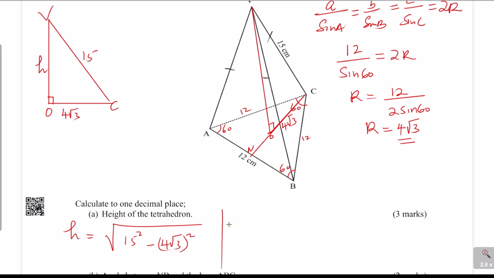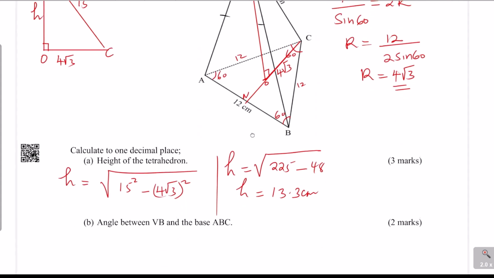So the height will be given by the square root of 225, that is 15 squared, minus 48, which is 4 root 3 squared, and this gives the height to be 13.3 centimeters. So that is the height of the tetrahedron.